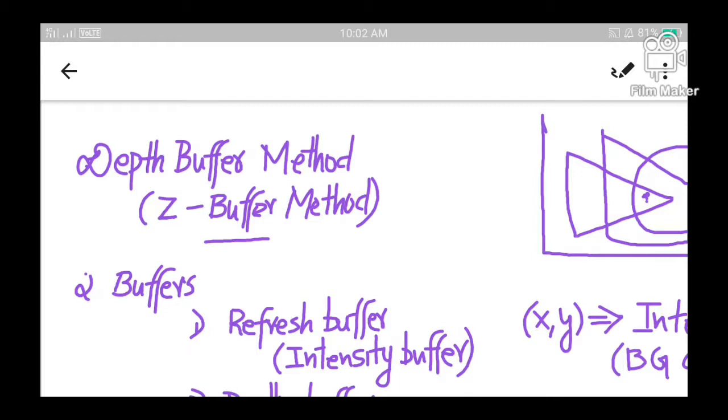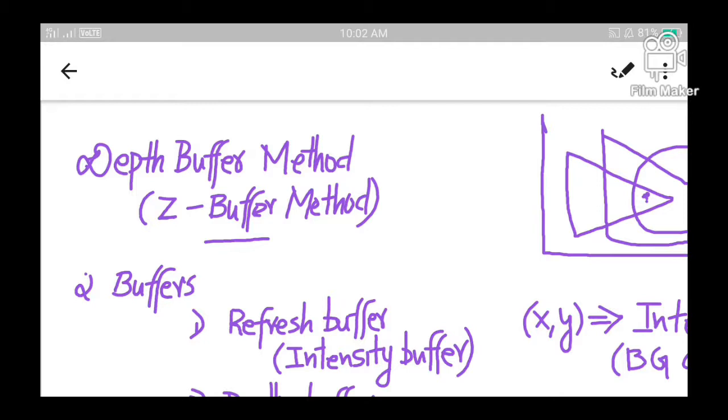Today we will be dealing with visible surface detection method. In this category, there are many algorithms that can be used for detecting the visible surfaces. But for the time being, we are dealing with the method called depth buffer method. This method is also known as Z buffer method. So let us see what is this depth buffer method.